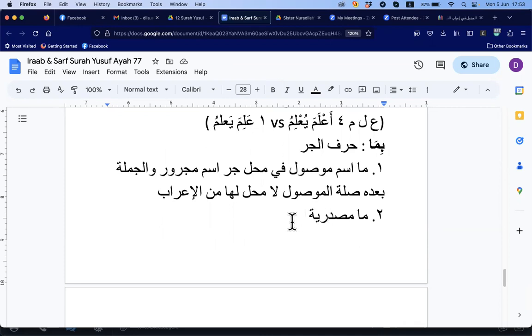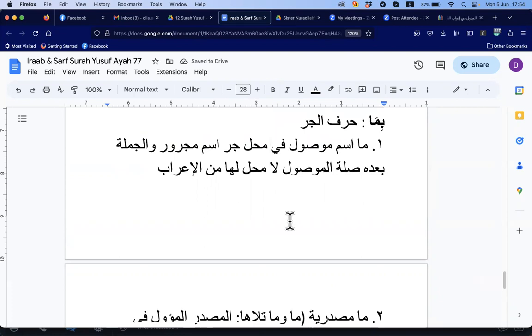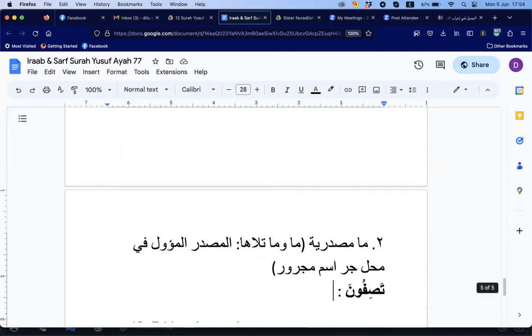But later on, you have to come back because ma masdariyah will make ma and whatever comes after it, wa ma talaha, become a masdar. Al-masdar al-mu'awwal. And then again, it will be fi mahali jar because it comes with a harf jar. So again it is going to be ism majrur. Whether you say it's mausul or masdariyah, basically it's going to be the same status because the harf jar is there. It needs a victim. Just that later on the way we will translate it will be a bit different.